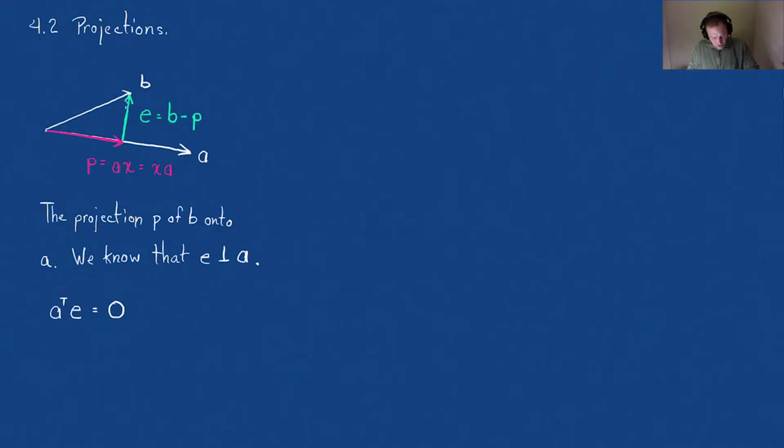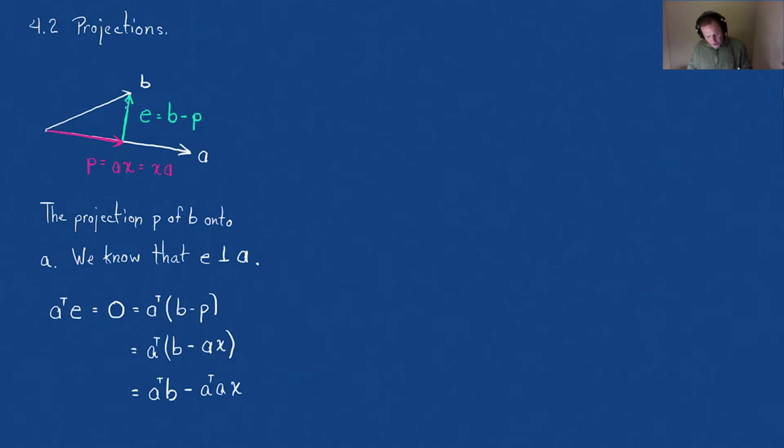So let's continue this idea out. A transpose E is A transpose times E. Well, E is B minus P. This is A transpose times B minus A transpose times P. But P we just said is A times some scalar x. So this is equal to A transpose B minus A transpose A x. I'm running a little short on room, so I'm going to move those over to solve this. So now I have that A transpose A x is equal to A transpose B.